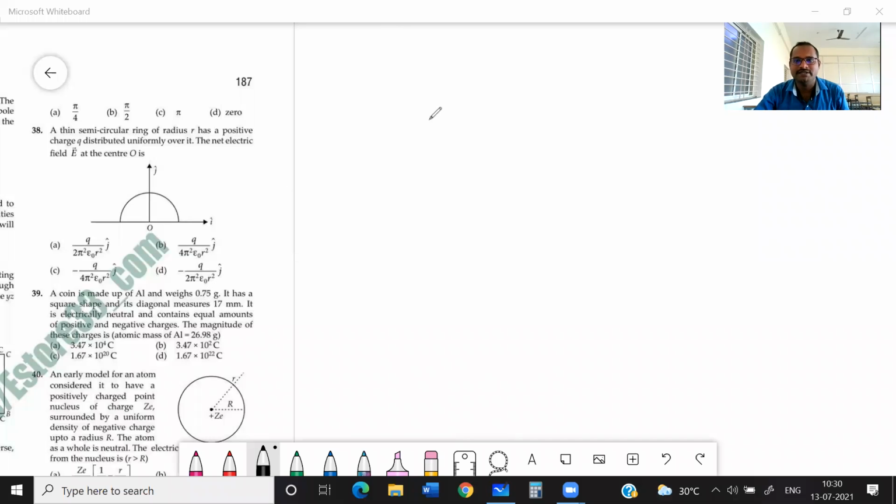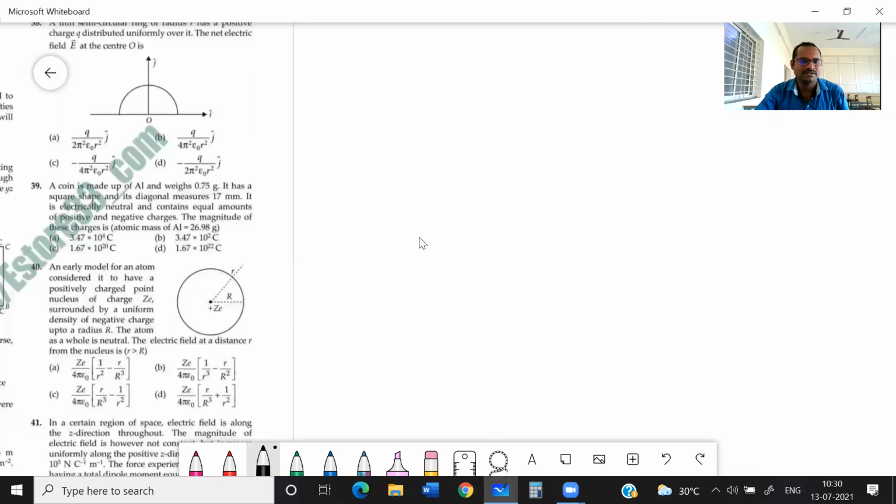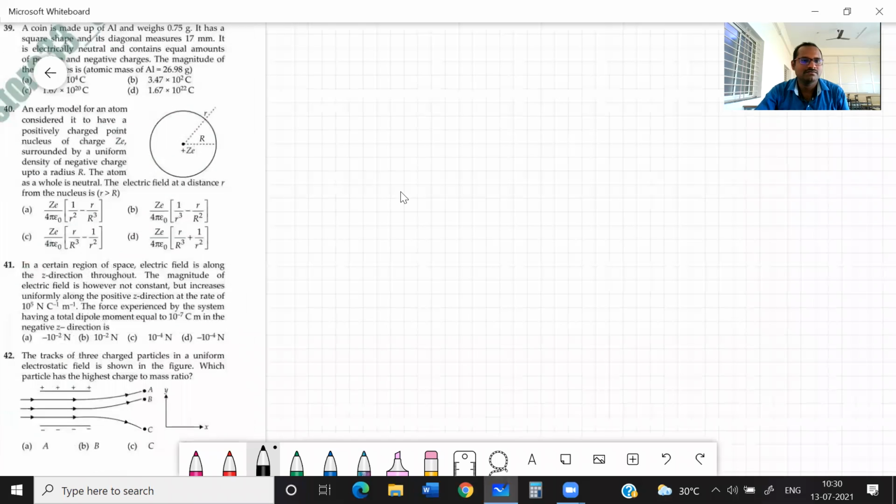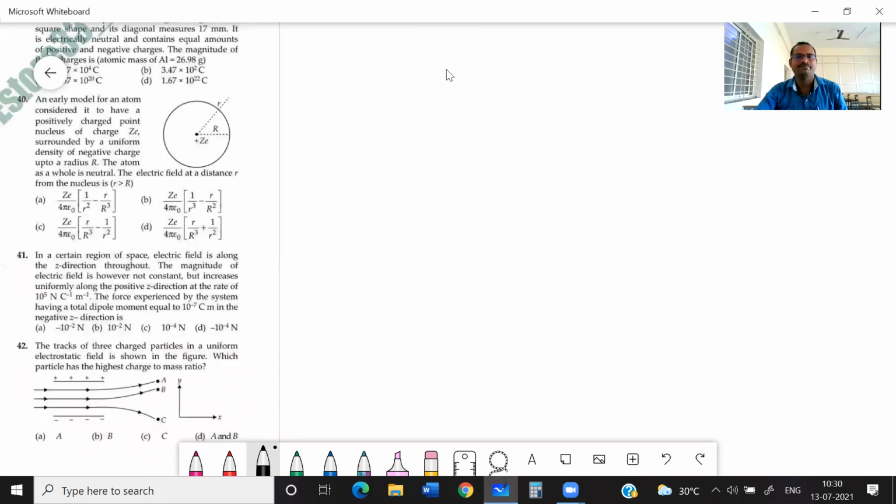Question number 40. Yes. Students, see, question number 40, I am going to solve. Yes, students, again it is important, and for JEE students.